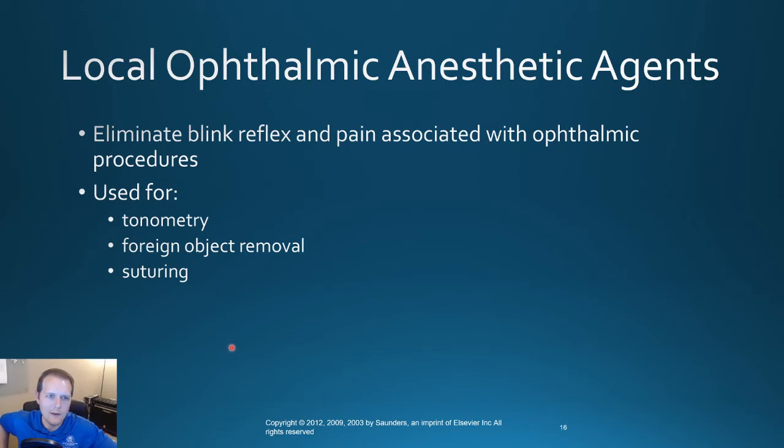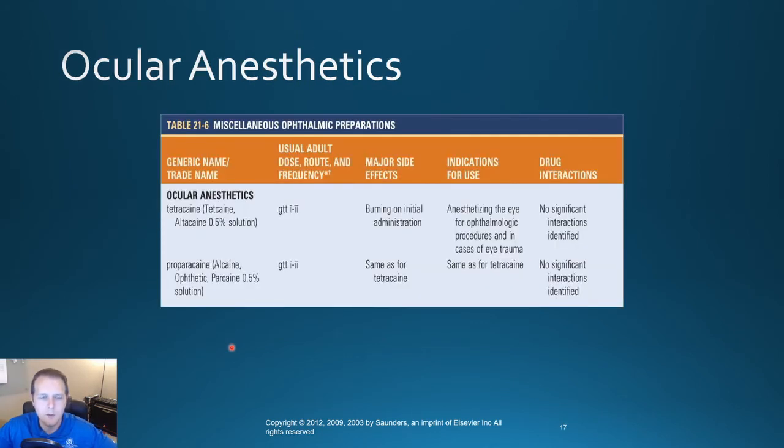So the goal is to numb the eye such that the patient doesn't feel anything that's going on and prevents them from blinking too much and causing an issue with your exam, or trying to fidget away. Those are very helpful agents there. A couple ones we have include things like tetracaine and proparacaine.